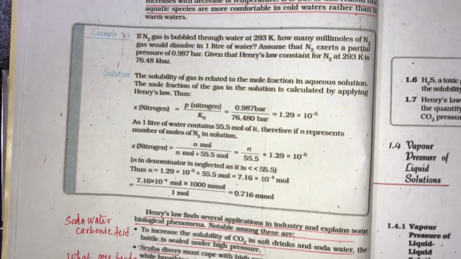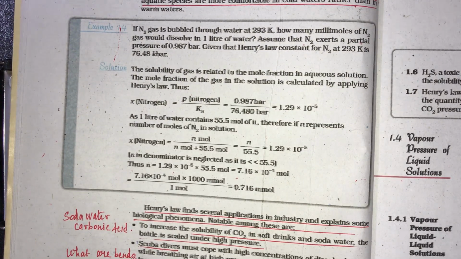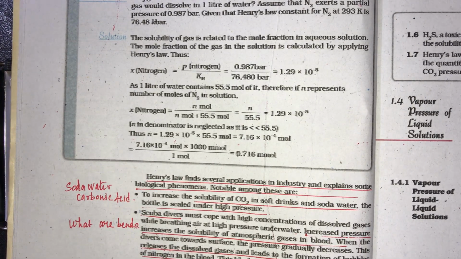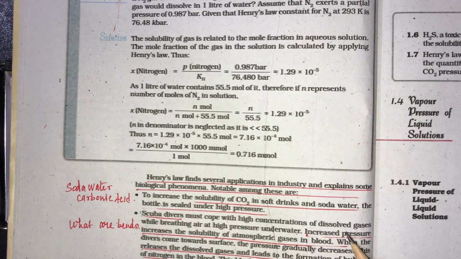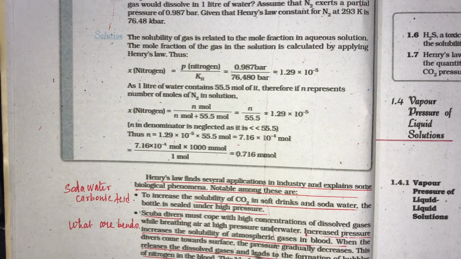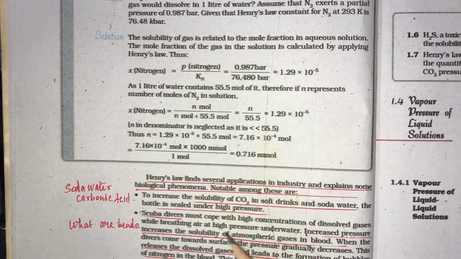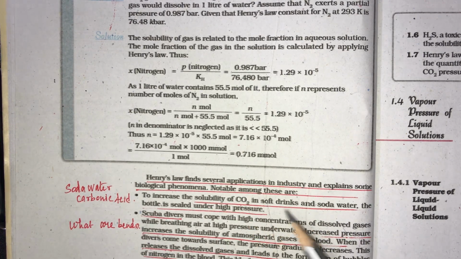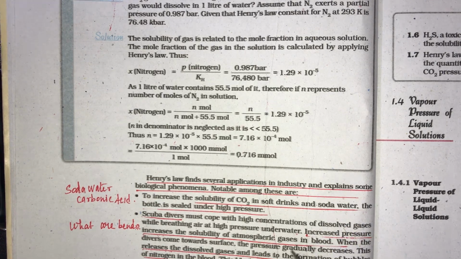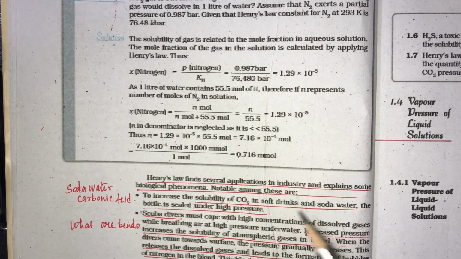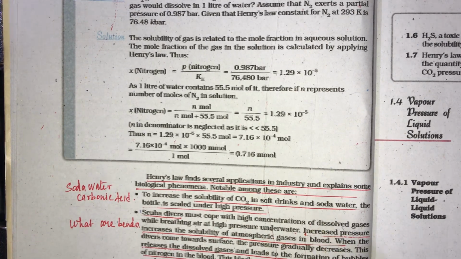Next, Henry's law finds several applications in the industry and explains some biological phenomena. Soda water or carbonic acid is made with high pressure. The bottle is sealed with high pressure, which makes carbon dioxide soluble in water. That is called carbonic acid. So soda water bottles are made with high pressure, which gives good solubility of carbon dioxide in water.